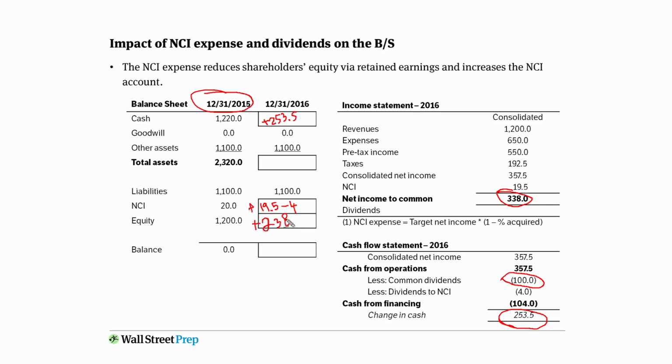If we add all the credits, we'll start with the credits first: 238 plus 15.5 equals 253.5, which exactly equals the debits from cash. So our model's in balance.